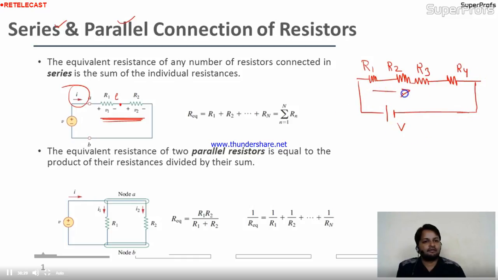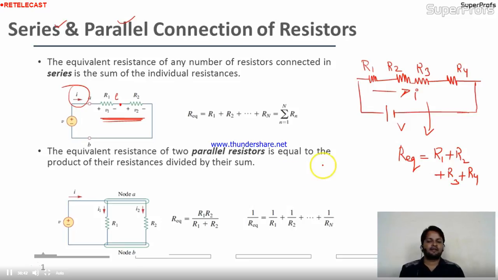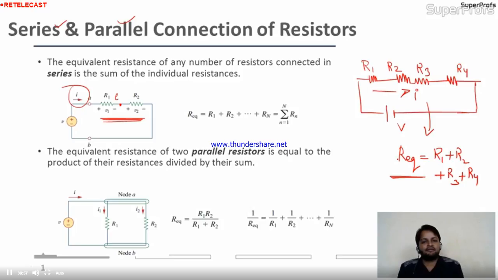So the current flowing in the circuit is I. Equivalent of this will be given by the summation of all of these, meaning R1 plus R2 plus R3 plus R4. Is it okay? So when the resistances are connected in series combination, the equivalent resistance of the circuit will be the summation of all given elements or all given resistances. Is it clear to you? Good. Now come to the parallel combination.